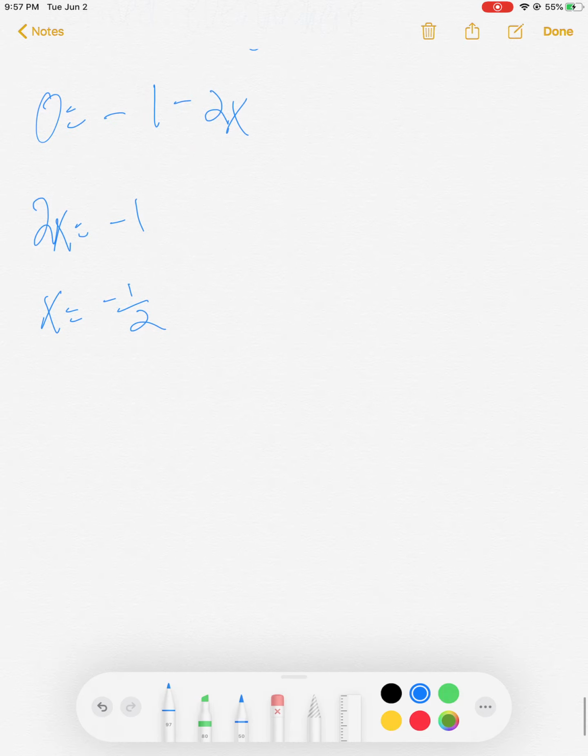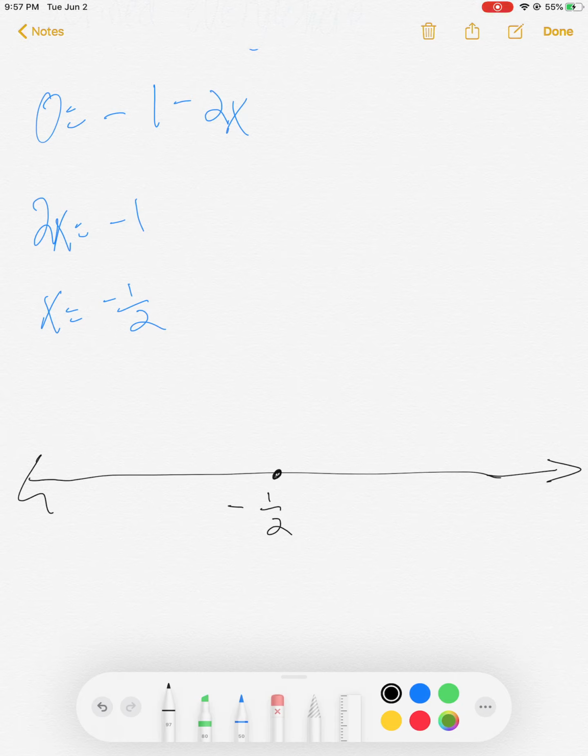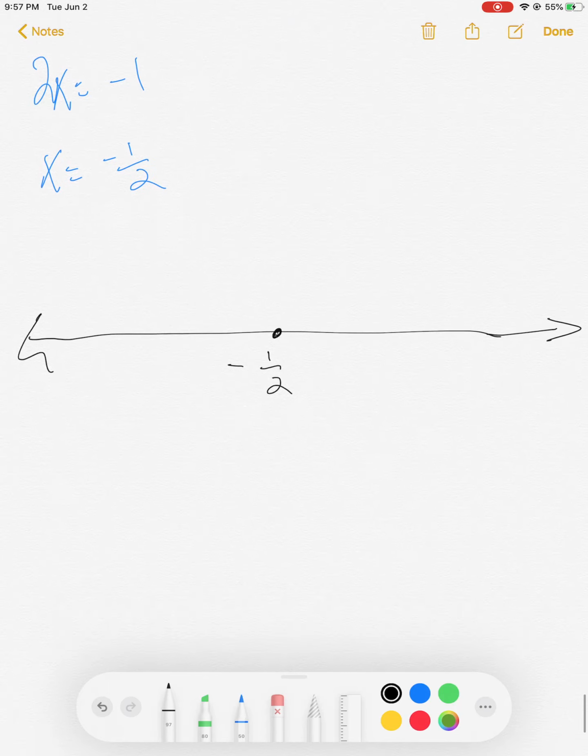And then we have 0 equals -1 minus 2x. And so we solve for x, 2x equals -1, x equals -1/2. Okay? So to investigate concavity, I'm going to just make my number line, stick -1/2 in here.